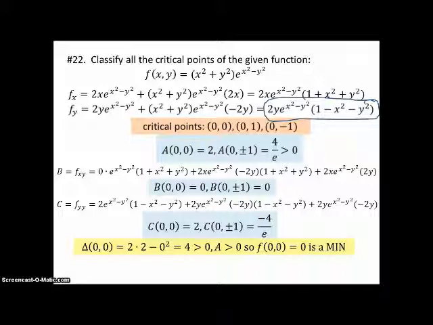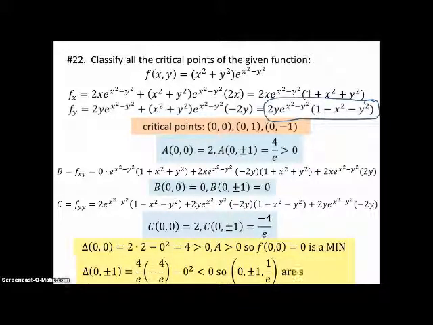So then we go back up to our other 2 points, and we have the same a, b, and c values for both of those points. So triangle for both of those points ends up being negative. And also when we plug those 2 points into the function, we get the same z value, namely 1 over e. And so those 2 points are saddle points.